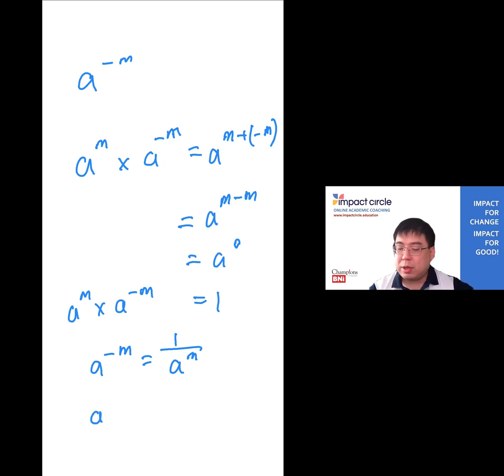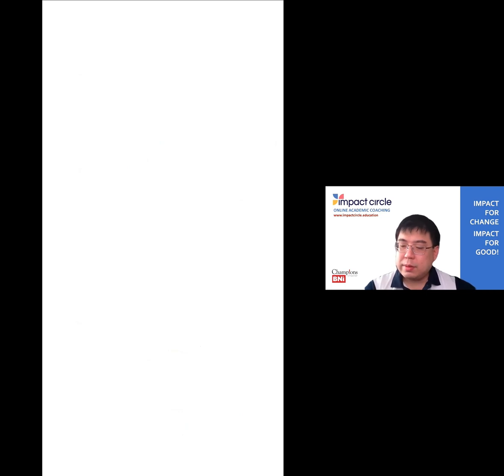Similarly, a to the power of m is also equal to 1 divided by a to the power of negative m. Both of these have the same meaning. So just remember, a negative power is 1 over the same thing but with a positive power. A negative power is 1 divided by the positive version. In other words, a to the power of m and a to the power of negative m are reciprocals.